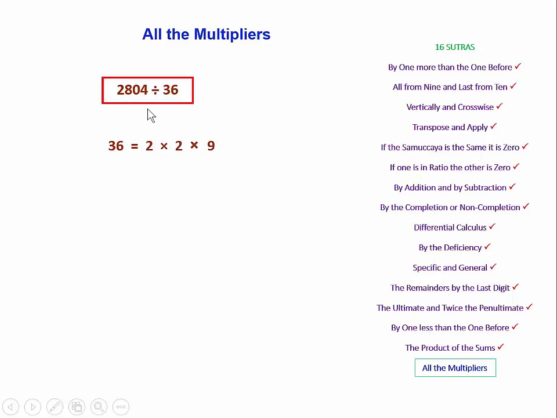So we divide this by 2, 1402. We divide by 2 again, 701. We use our division by 9 method. We get 77 remainder 8. So that's it. That's how the 16 sutras can be applied in various types of division.